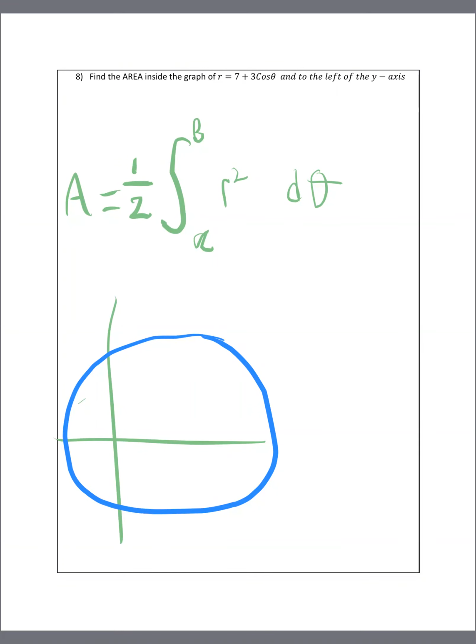And it's asking us to find the area inside the graph of this function to the left of the y-axis. So the left over here, right? So basically we're looking for only the shaded region that I drew.